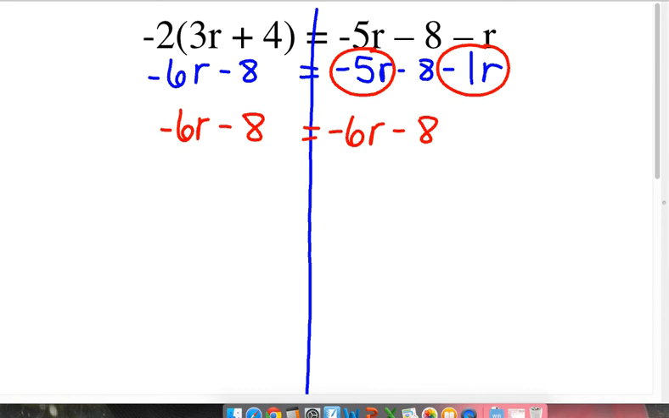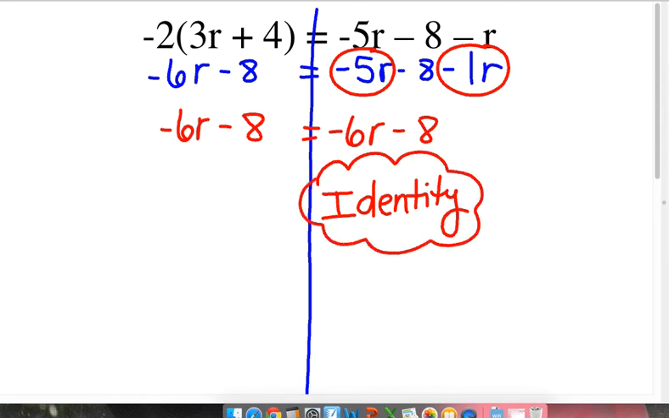Do you notice anything? I do. I think they are identical. Identity. Same exact thing on both sides of the equation, so you can stop there.